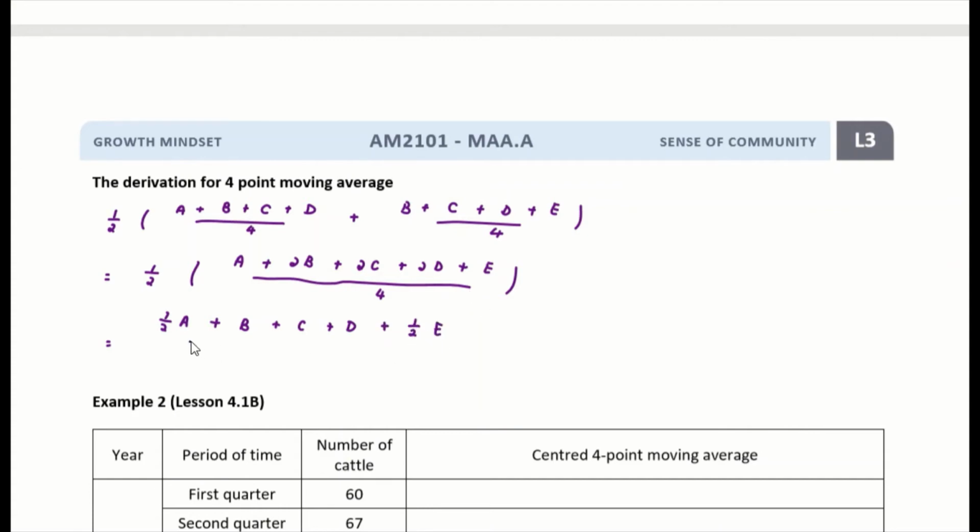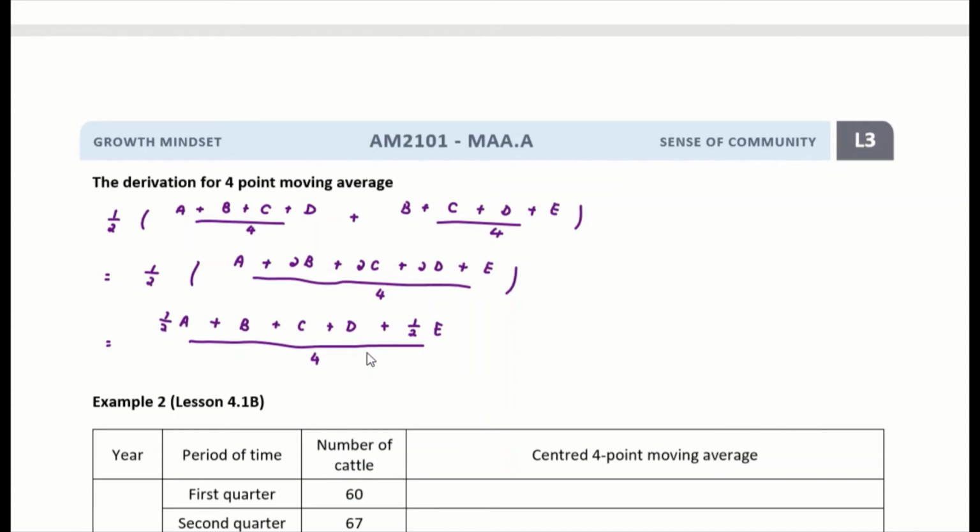Okay, and then divide by 4. So you can see that from this much more complicated approach, where we need to add 4 numbers divided by 4, add another 4 numbers divided by 4, then add them together and find the average, it can be done in such a way that we halve the first number, halve the last number, and add the middle 3 numbers, divided by 4. Then we can get the answer.